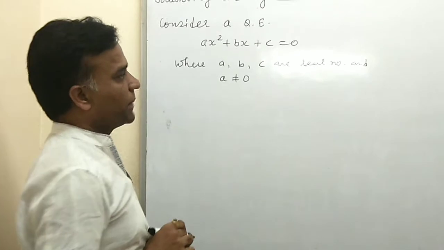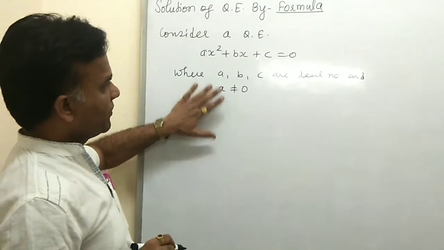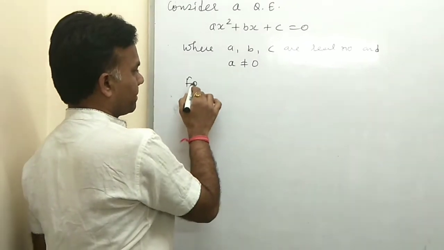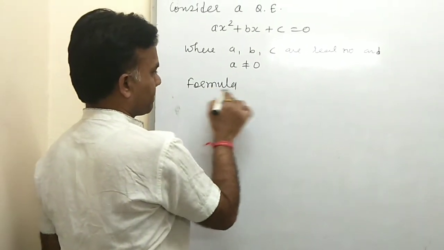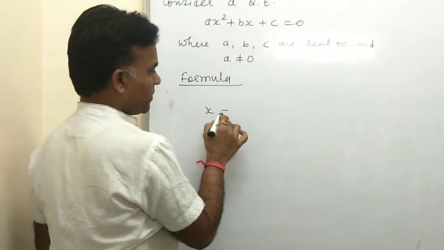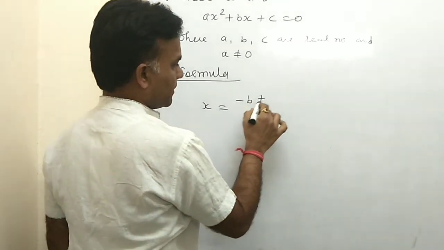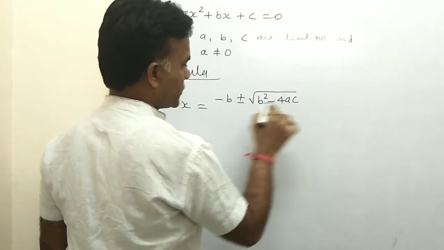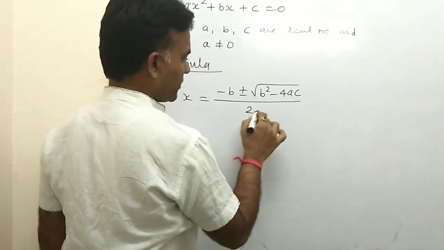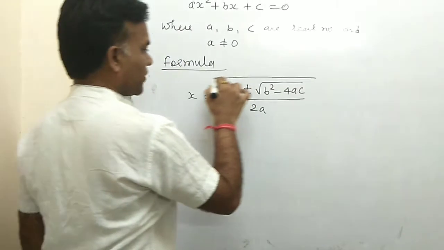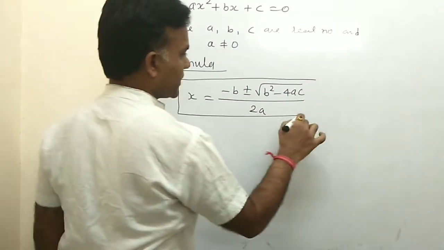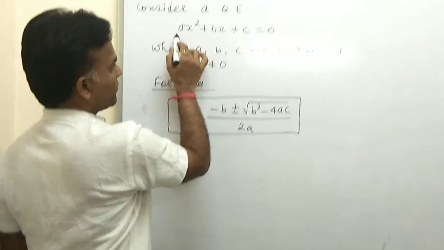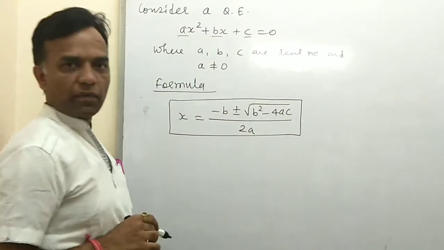Okay, so now this is the basic concept, the basic definition of quadratic equations. Then the formula is x equal to minus b plus minus under root b square minus 4ac upon 2a. This formula is for finding the roots of the quadratic equation, and here we use a, b, and c, which we find from the given quadratic equation.